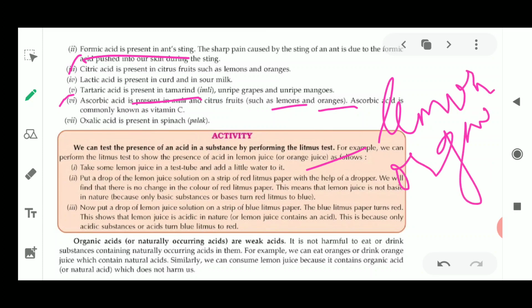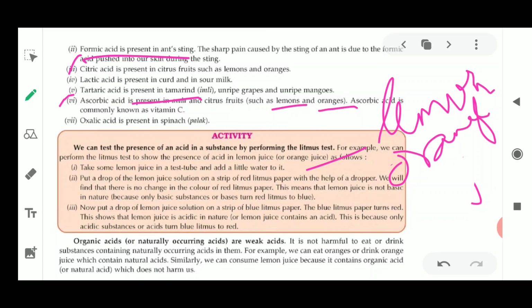Okay, you have to take lemon and orange juice. Now put 1 drop of lemon juice and add a little water to make a dilute solution. You can add some water to it, or if you don't add it, the quantity will remain less, but it will still work.